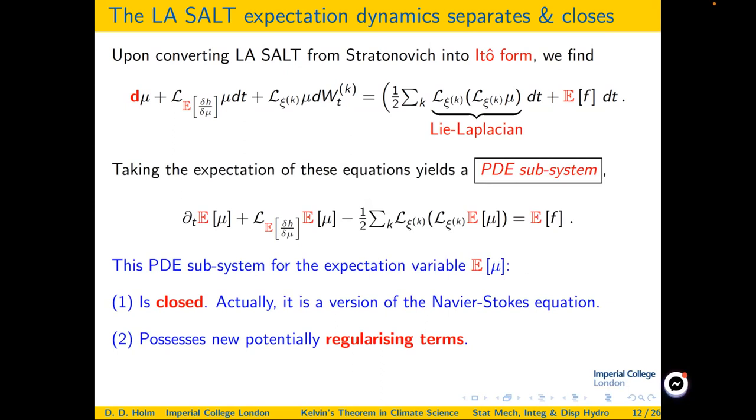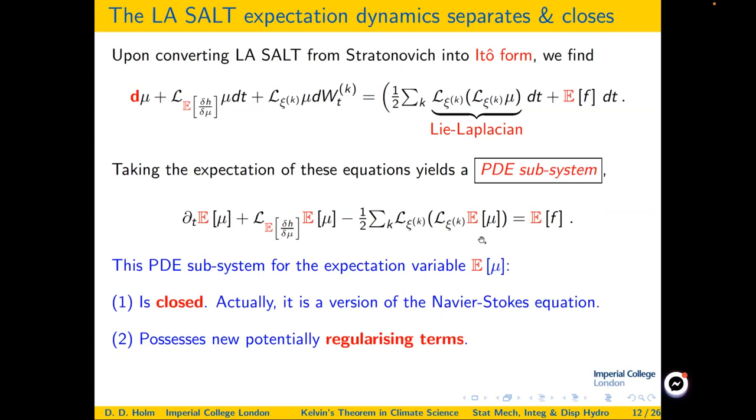This is the beauty of having gone through the Kelvin theorem form, because now we have a form of the equation of motion which is, well, if we were looking at this in terms of fluid velocity vectors, this would be the advected derivative of the momentum density, which is the velocity in Euler's equation. And this is minus this double Lie derivative of the expectation. And here we've used that when we take the expectation, these guys are all fixed. We just get the expectation.